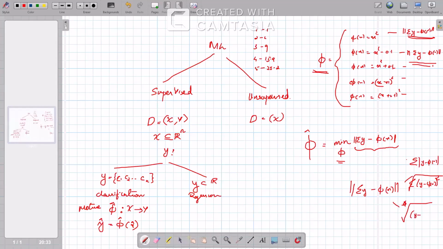Then y minus phi of x whole cube, we can take. In many different ways we can actually calculate the loss. That could be anything, but this should be the error. Somehow we are calculating the error. And while calculating the error, the one function which gives the minimum error can be chosen as the ideal classification model. Is it clear?